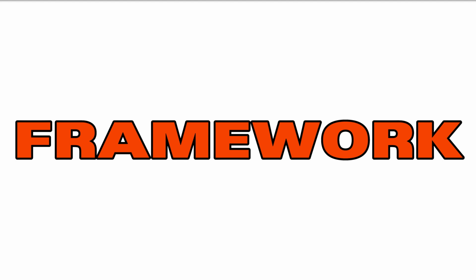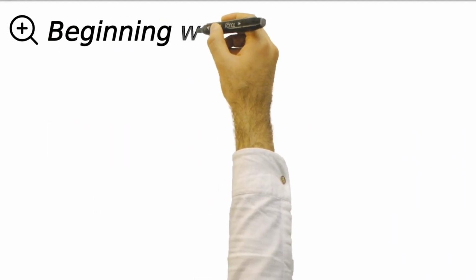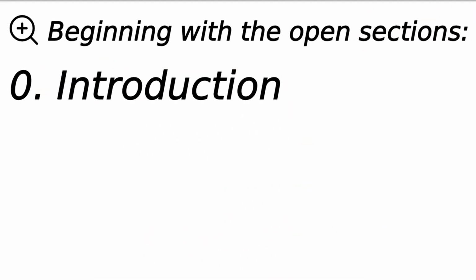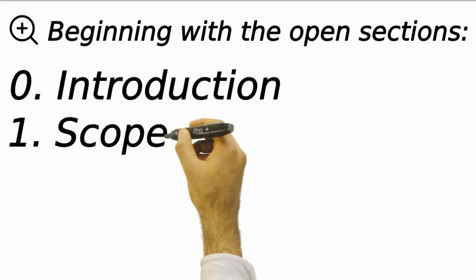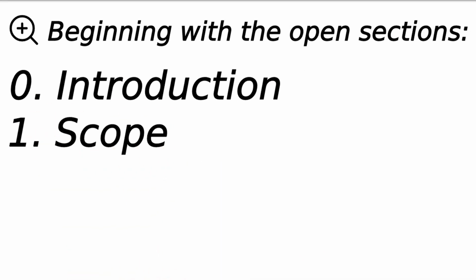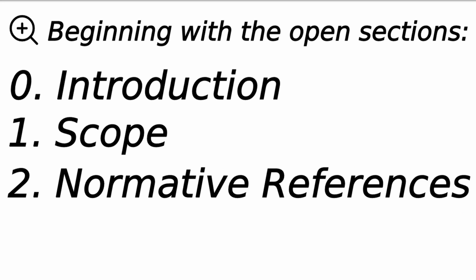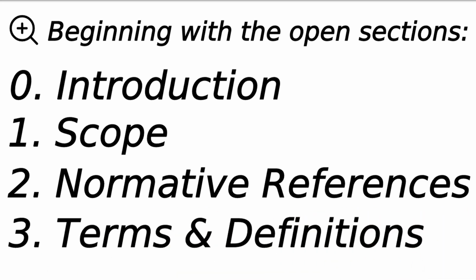Now, let's take a closer look at the sections included in the ISO 45001 framework, beginning with the open sections. Introduction. An overview of the standard's purpose and intent. Scope. Defines which parts of your organization are covered by ISO 45001. Normative references. Lists any external documents that should be considered alongside ISO 45001. Terms and definitions. A glossary to ensure everyone is speaking the same safety language.